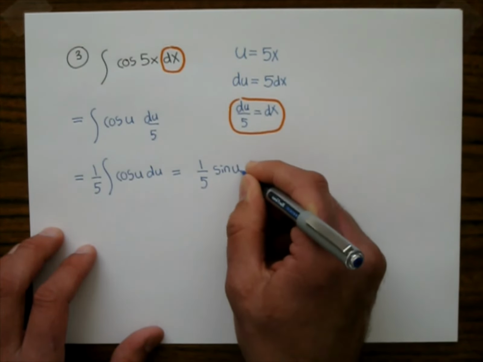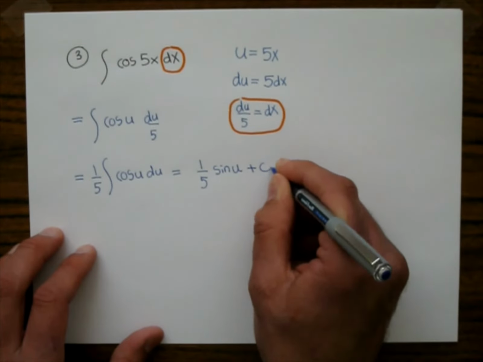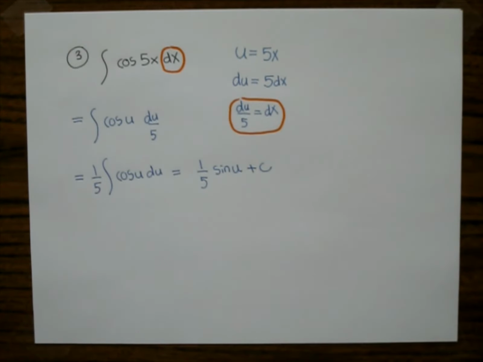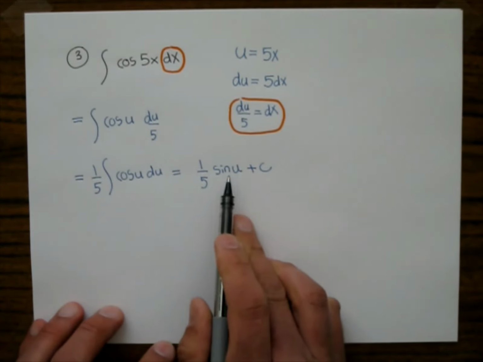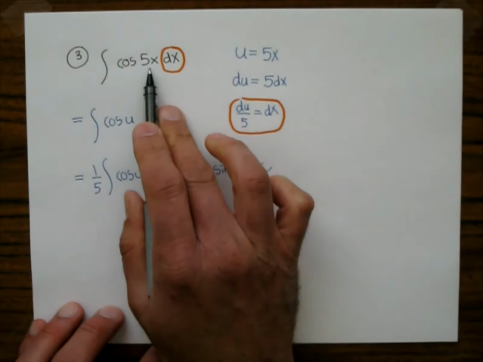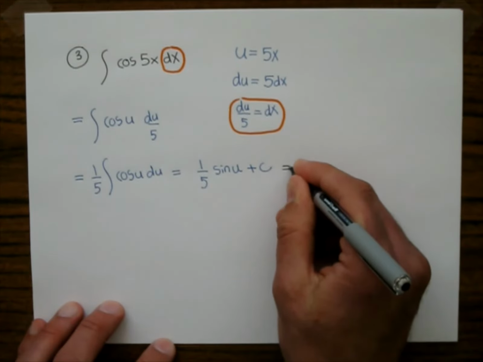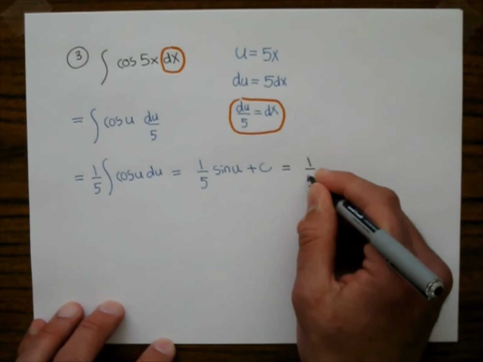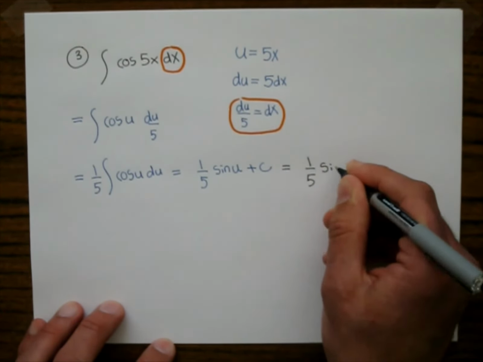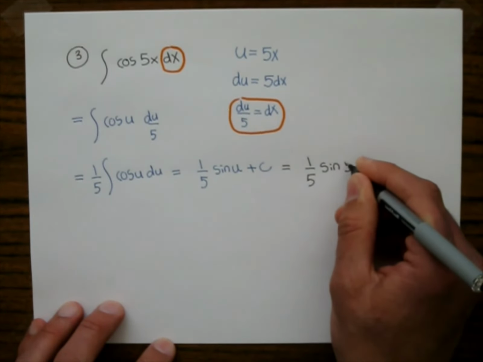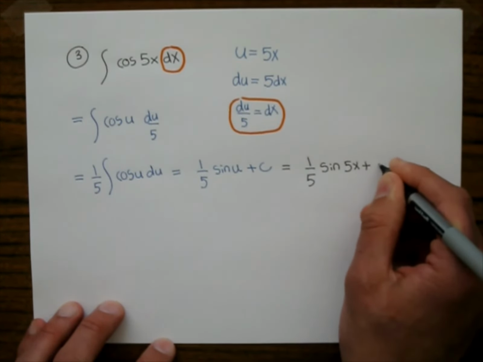sine u plus c. Now, lots of people want to box that answer, but remember our original question had x's in it. So I'm going to go ahead and replace the u with a 5x. So this is 1/5 sine 5x plus c.